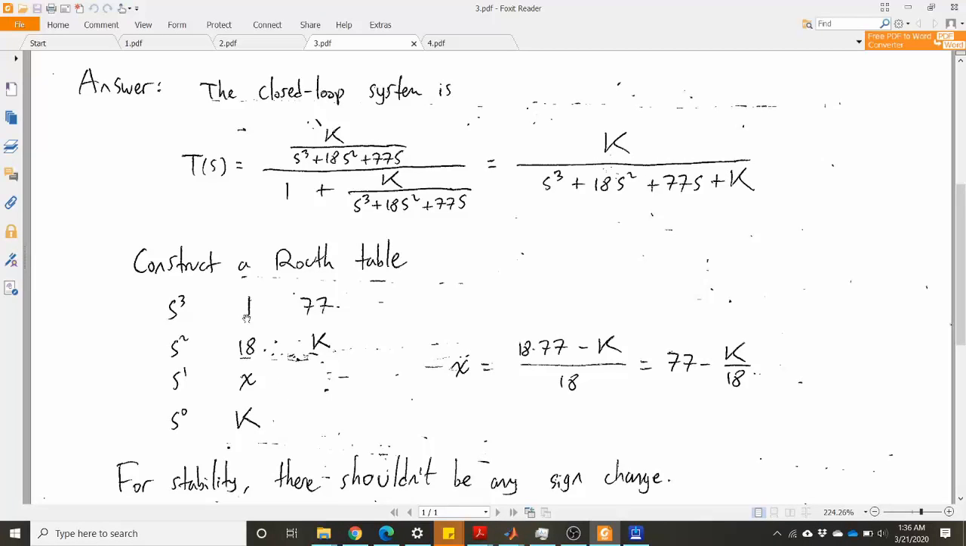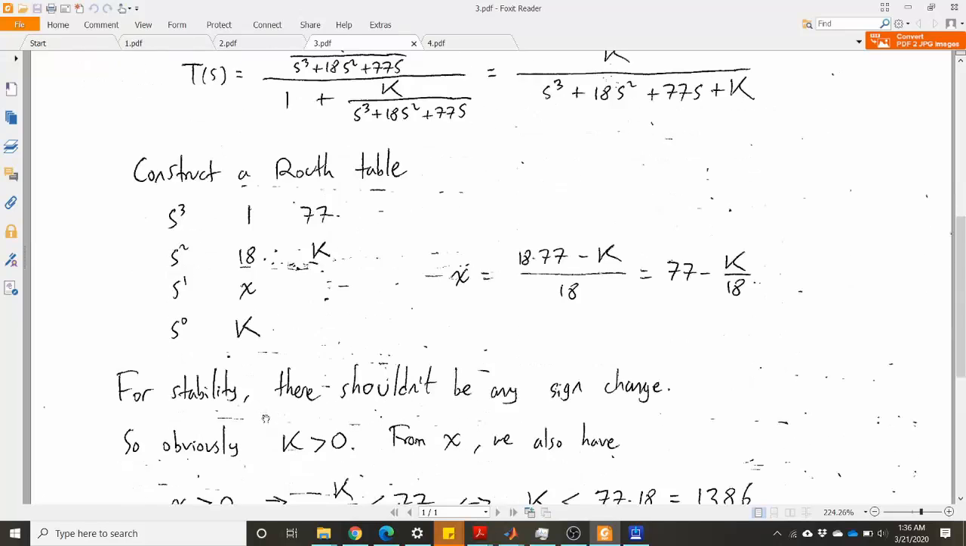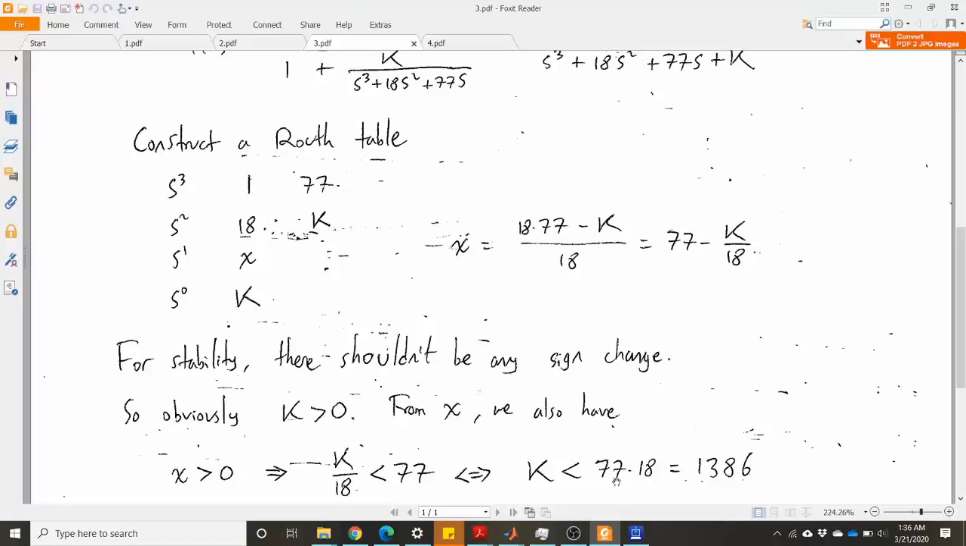For stability we need positive coefficients in the first column. Obviously we can directly see that we need k to be positive. We set k to be positive, that's the first condition, and the second condition is x to be positive, which is equivalent to 77 minus k over 18 greater than 0. This is equal to k less than 77 times 18, or k less than 1386.